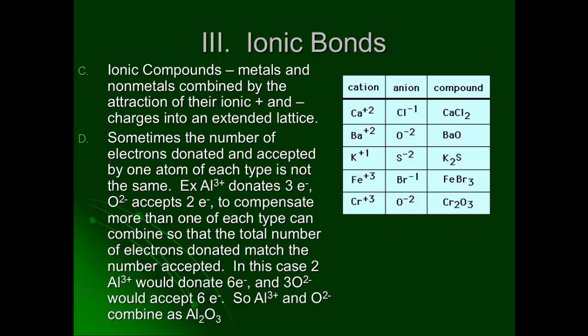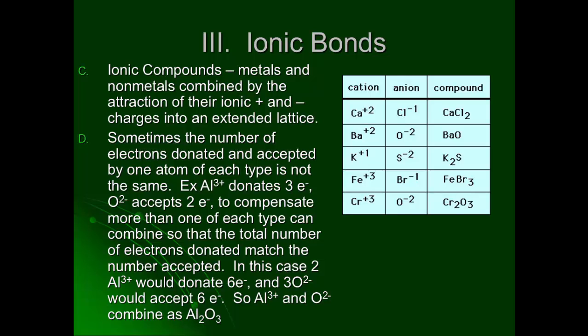Chromium can also have a 3+ charge. Oxygen would have a 2- because it's in group 16. And when those two combine, you're going to have to combine so that you've got 6 electrons donated and 6 electrons accepted, because 3 and 2 don't really square off directly. And so you'd end up with Cr2O3 in order to make that balance.